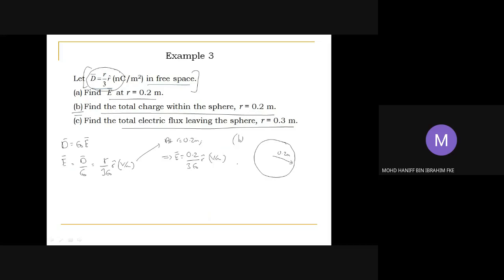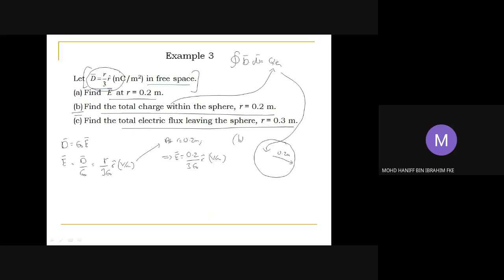Okay, so these need to be based on the Gauss law equation where we have the closed surface integral of D dot dS equals the enclosed charge. So the total charge within the sphere is based on the right hand side, which is the enclosed charge. Which means that if we have this sphere of radius 0.2 meters, the enclosed charge is the charge that is located inside this particular sphere of 0.2 meters.